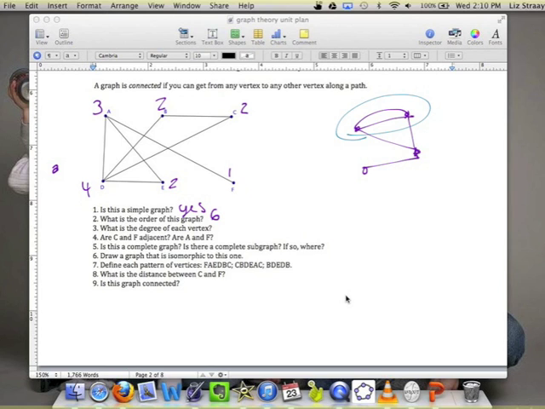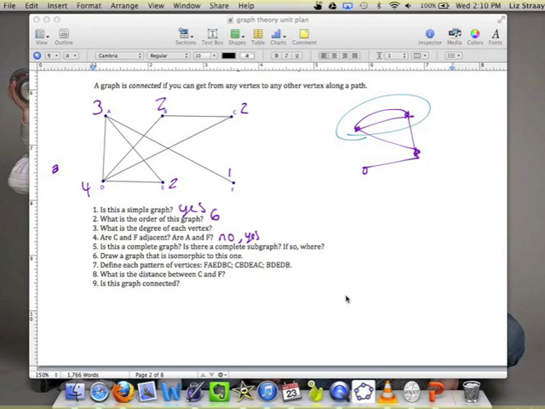Are C and F adjacent? Adjacent means that they are connected directly to each other. So are C and F connected directly to each other? No. Are A and F? Yes. Okay, adjacent is they are neighbors. There's a single connection that can get you from one to the other.